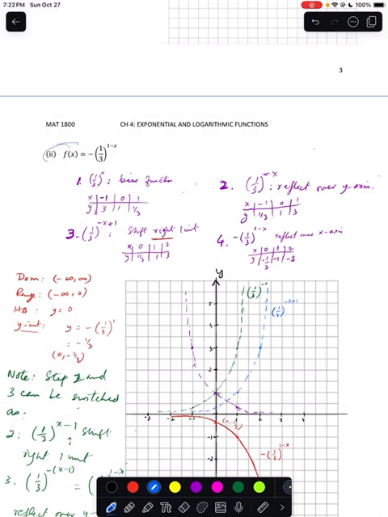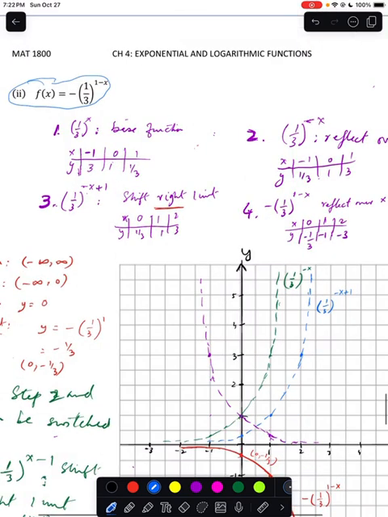There were two examples left from 3.6, remember? So this is one of them. f of x is negative of 1 over 3 raised to 1 minus x. I took 1 over 3 to the x as the base function, although we see a negative sign with the x. But I just want to simplify this and show you what this can be changed to.